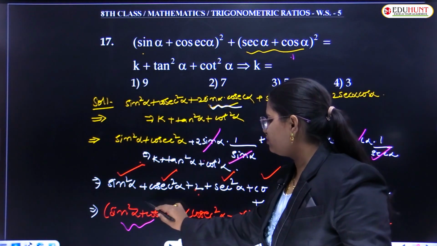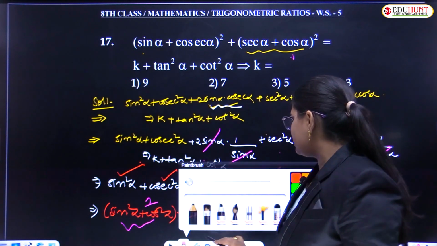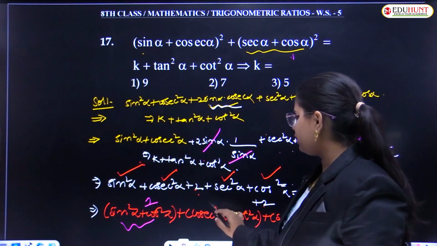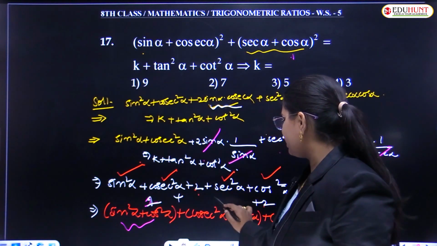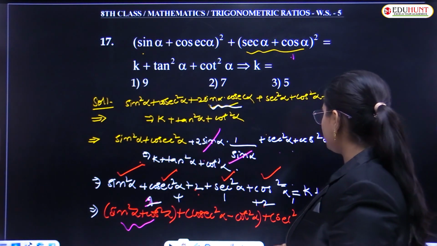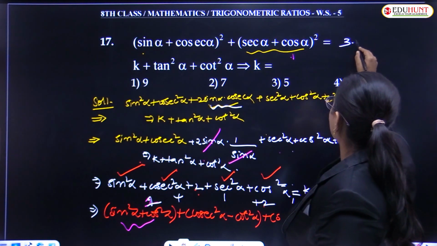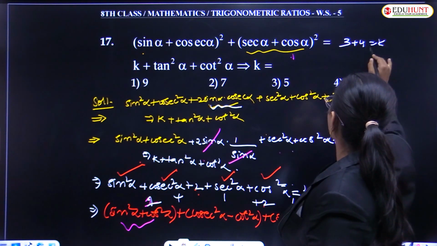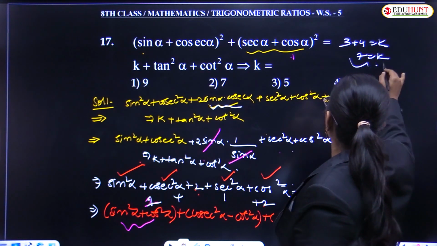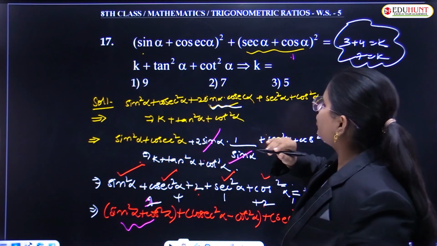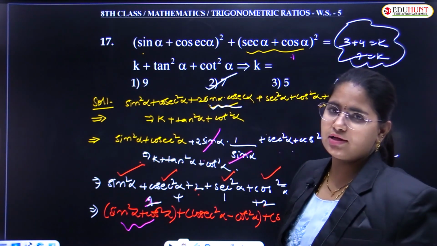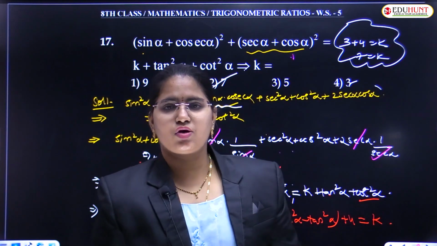So this is 1. And cosecant square alpha plus cot square alpha, this is 1, plus again this is also 1, identity, this is also 1. 1 plus 1 plus 1, which is equal to 3. 3 plus 4 is equal to K, which is 7, equal to constant. So what is the value I am going to find? K value is 7. So which is option 2.